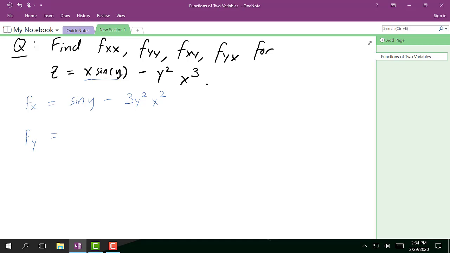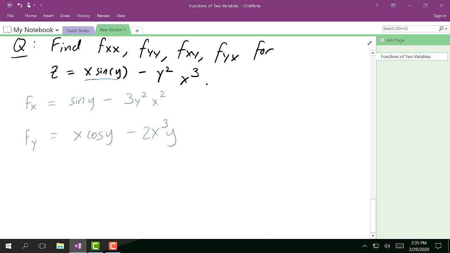For the partial derivative with respect to y, we look at x times sine of y. The x is just multiplying it, so x stays there. The derivative of sine of y with respect to y is cosine of y. Then here, x cubed is copied down, and the derivative of y squared is 2y.